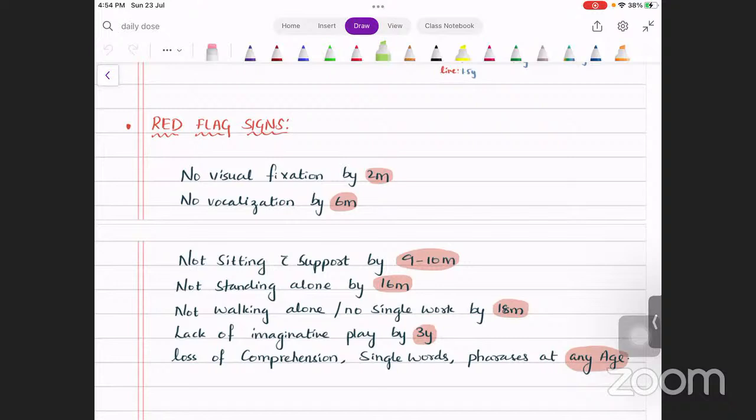Okay, no visual fixation by second month, no vocalization by 6 months, not sitting without support by 9 to 10, not standing alone by 16, not walking alone by 18, lack of imaginative play by 3, lack of comprehension or phrases at any age. These are the red flag signs that you have to remember.